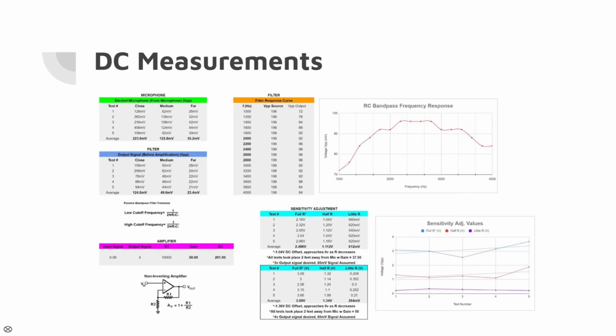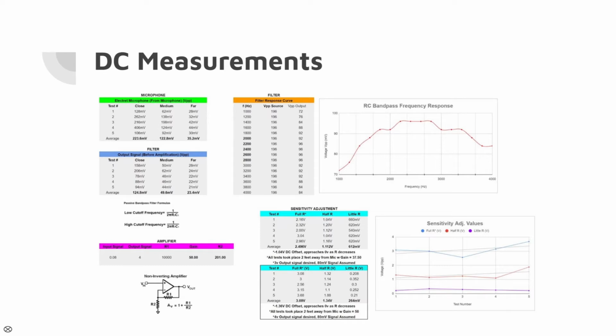Moving on to the DC measurements. We had previously discussed this in other presentations, but we'll go over it again. In the tables on the left, we recorded voltages from the microphone, green being from the microphone itself, and dark blue being after the filter itself.